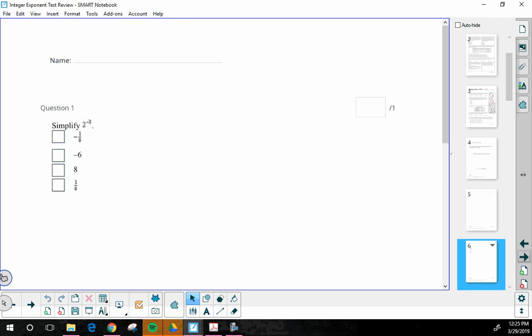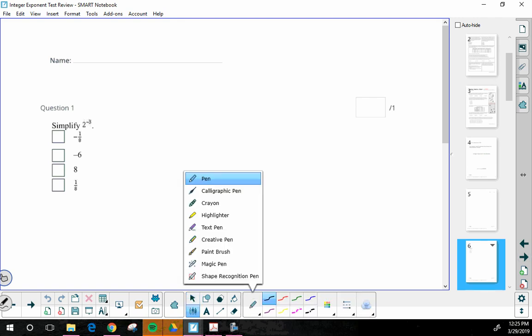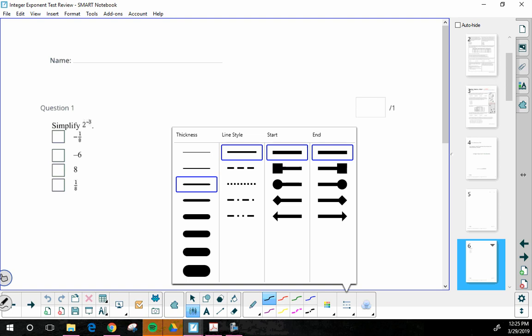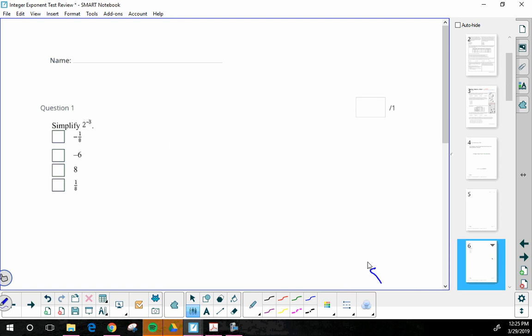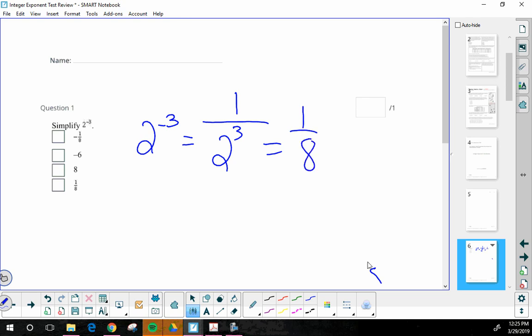Question number 1 says, 2 to the negative third is the same as 1 over 2 to the third, which is 1/8, which is this answer.